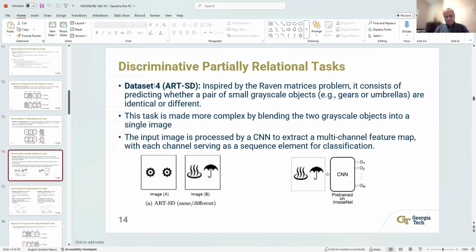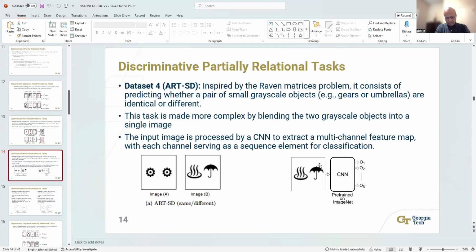So the fourth data set is inspired by the Raven matrices problem, and it consists of taking 2 objects and predicting whether they are similar or not. And we made this task more complex by blending the 2 gray objects into a single image and trying to guess from that image whether it contains a similar object or different objects.